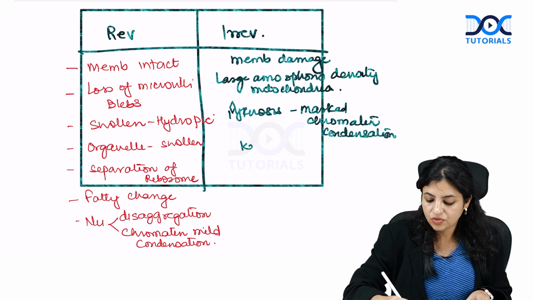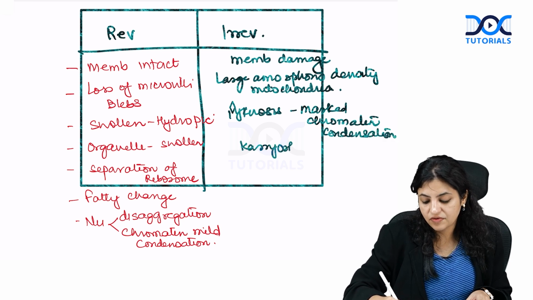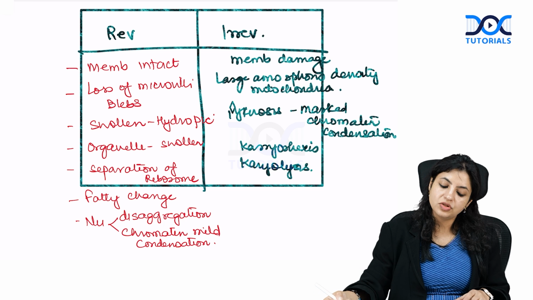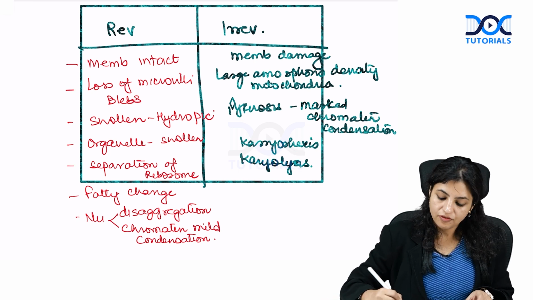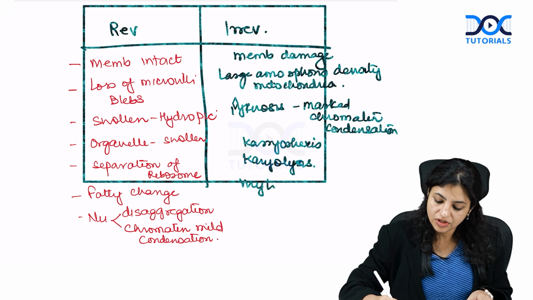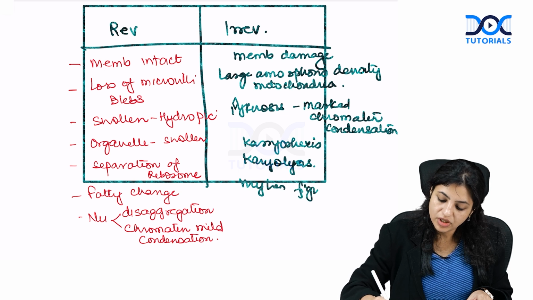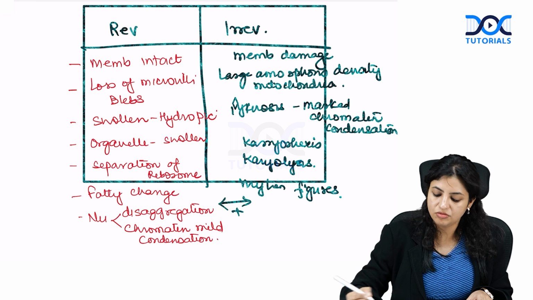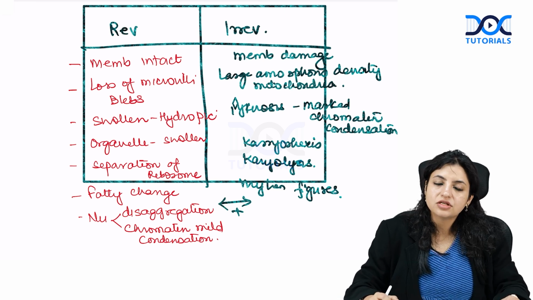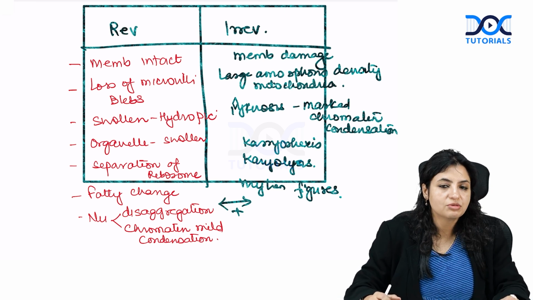And then there is karyorrhexis, that is fragmentation of the nucleus. And then there is karyolysis, where the nucleus completely dissolves. These are classical features of irreversible cell injury. You should be very, very clear. Of course, do not forget myelin figures. Myelin figures are predominantly seen in irreversible injury but can be seen in reversible also, so they can be seen in both. These are the characteristic differences between reversible and irreversible cell injury.